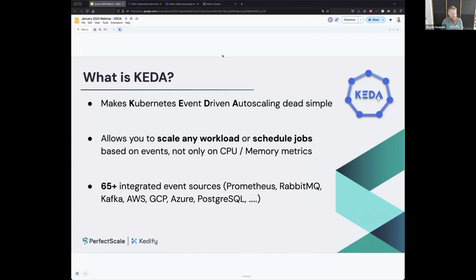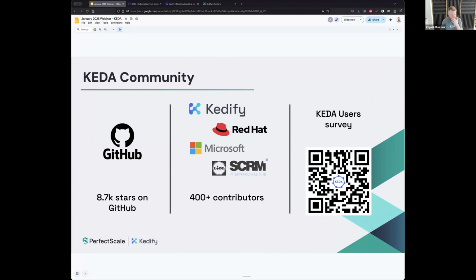We have plenty of event sources that we can use to drive the actual scaling. It's around 70 these days, I suppose. It's Prometheus, RabbitMQ, Kafka, Redis, you name it. There is a KEDA community. We already talked about this. The project was originally started by Microsoft and Red Hat, then donated to CNCF. We have more than 400 contributors, this kind of stuff.